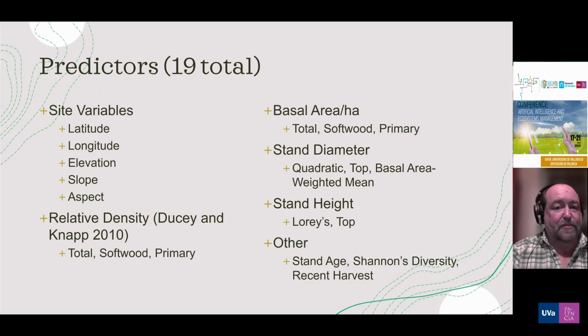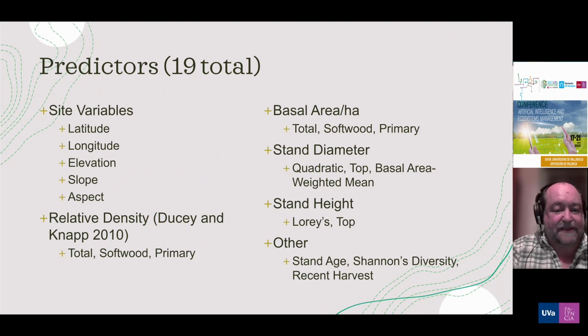Now, the variables that we've pulled out to try to predict these four traits are somewhat limited. There are things I'd love to have in the data that simply aren't there. But 19 predictors is enough to need to sort through and maybe reduce. We've got 5 just general site variables, where we are in the world: latitude, longitude, elevation, slope, and aspect.